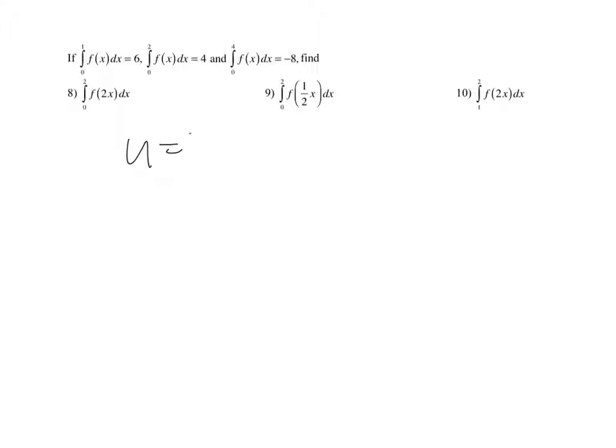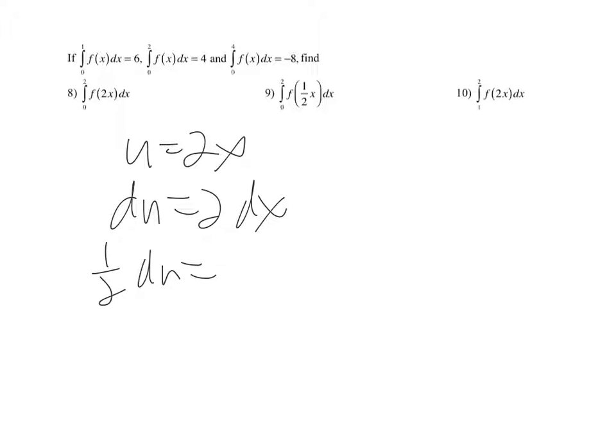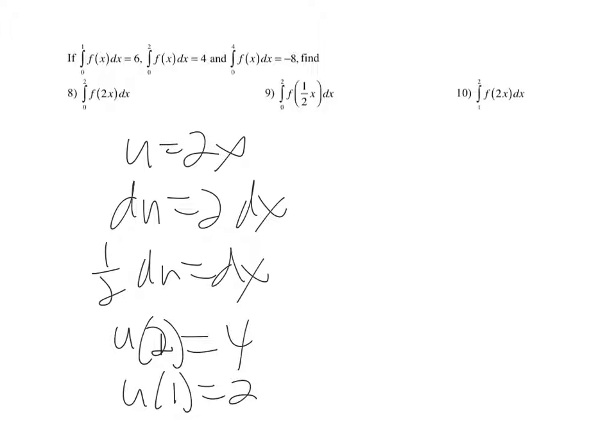So I'm going to say u equals 2x. So du equals 2 dx. So 1/2 du equals dx. And then I'm going to change my bounds. So u of 2 equals 4. U of 1 equals 2. So what I'm integrating is 2 to 4 of f of u du. Now, unfortunately, I'm not seeing a 2 to 4. But I am seeing 0 to 2 and then a 0 to 4 of the same function.